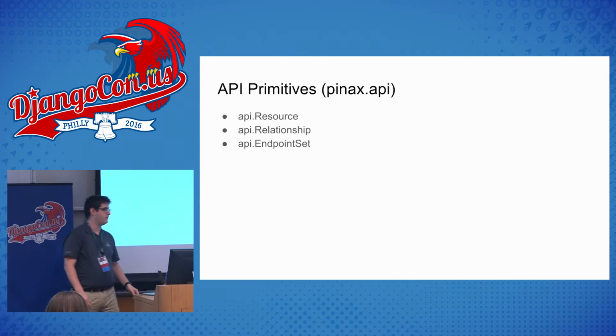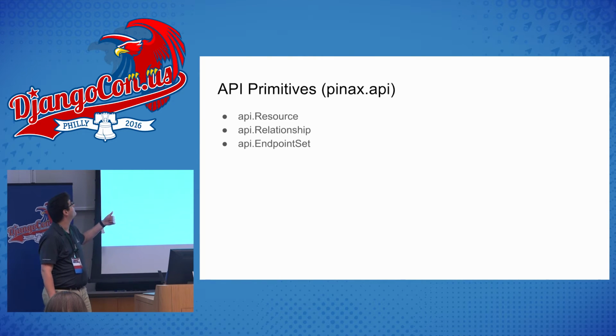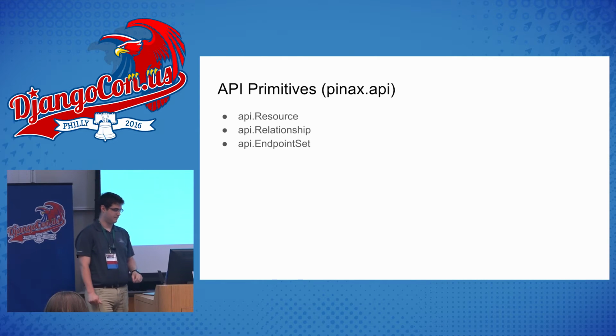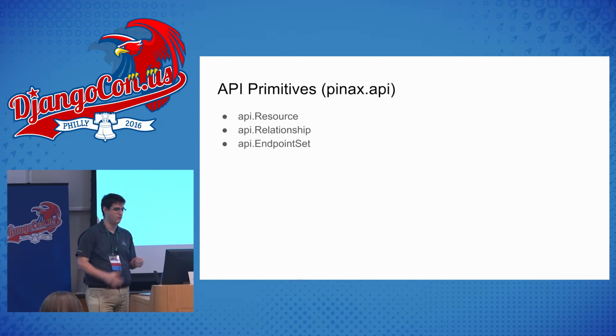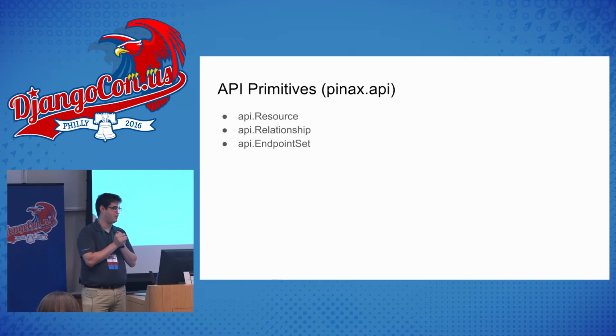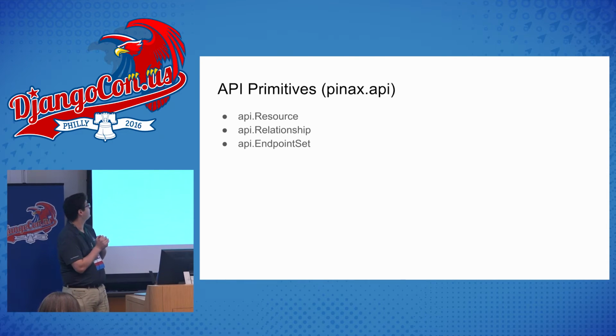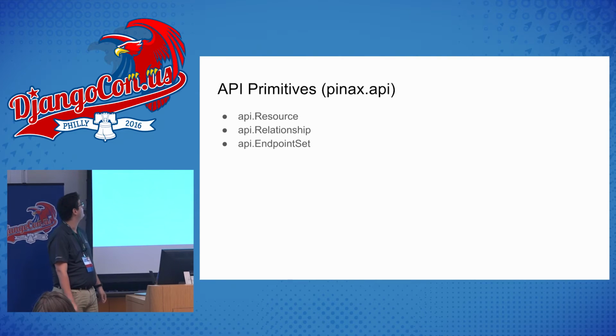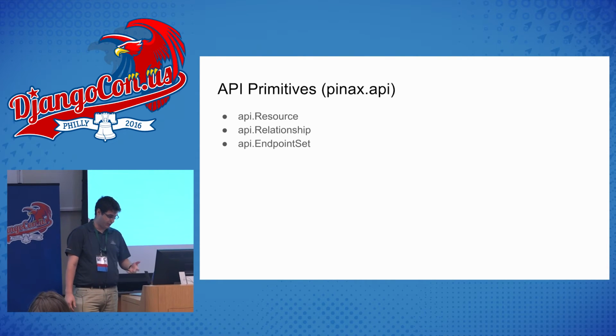So I'm going to get into a little bit more details of the specific API primitives that are available in pinax-api. You have the API resource, and the resource is the representation of the data to the outside world. Relationships, which link data together. For example, an author to a blog post. An endpoint set, which is a derivative of a Django view class. Different HTTP methods are mapped to different instance methods, forming a RESTful interface.